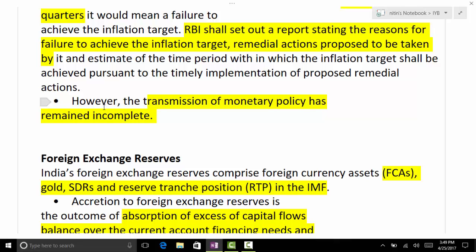If RBI is decreasing or increasing rates, then banks should also decrease or increase their lending rates. When it is not reflected, this phenomenon is incomplete transmission of monetary policy, and it was not observed in the last 2, 3 years. In the last 1 year it has been somehow observed, but in 2014, 15, 16 there was a huge issue regarding incomplete transmission of monetary policy. So when RBI makes any changes in the policy rates, the banks were not doing the same.